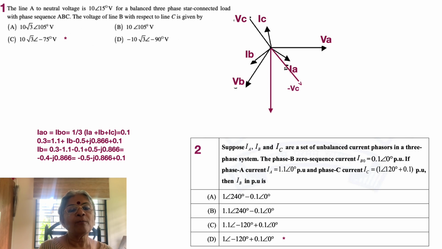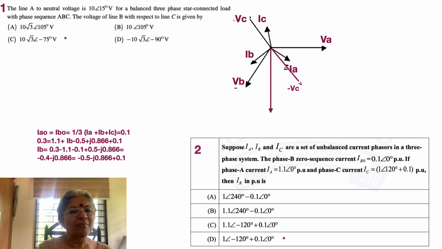Okay, so obviously we see that VA and VBC happen to be at 90 degrees with respect to each other, but of course VA is shifted. VA has been placed on the horizontal, or in other words, the entire assembly now has to move in the counterclockwise direction by 15 degrees. Or in other words, 90 minus 15, or minus 90 plus 15, because it's moving in the counterclockwise direction. So 10 root 3 angle minus 75 degrees is the answer.